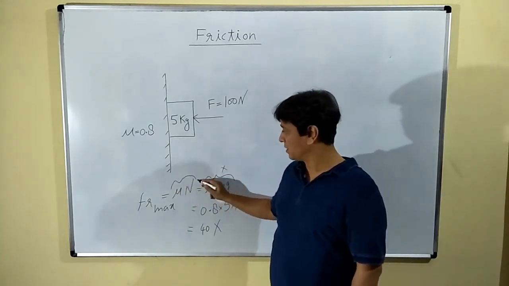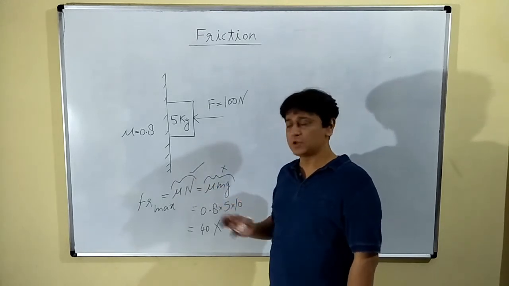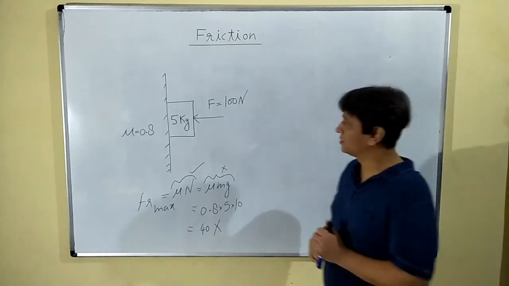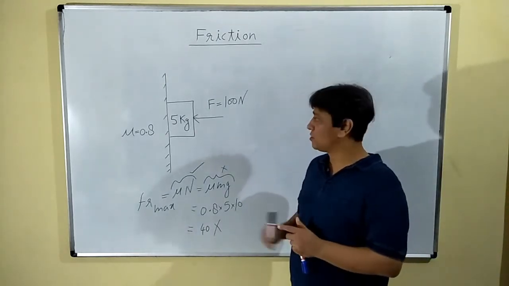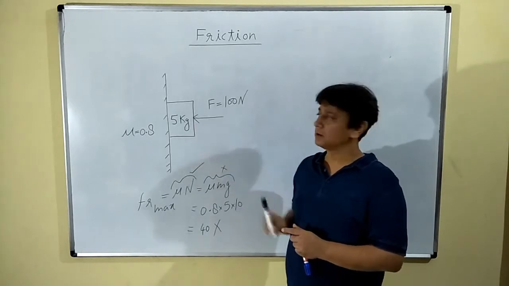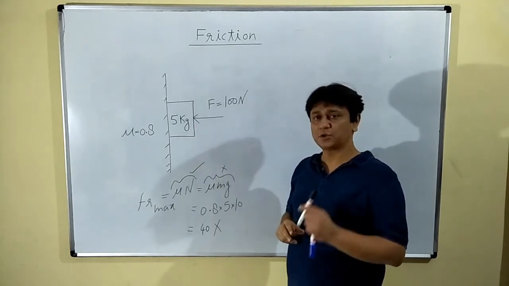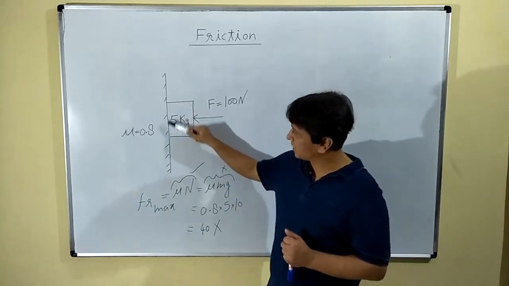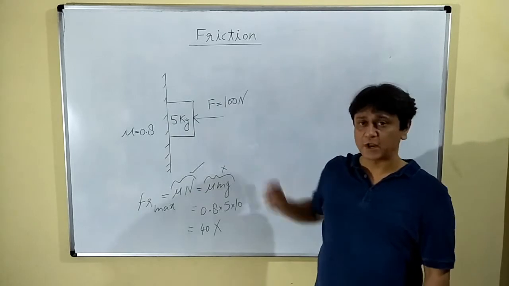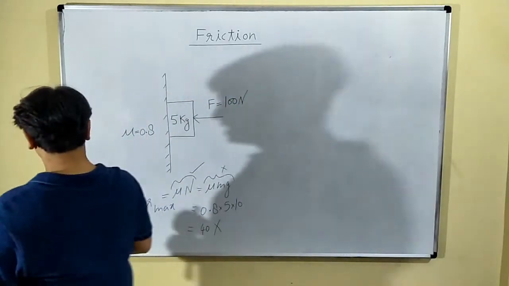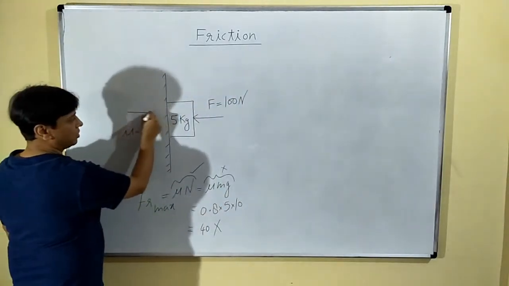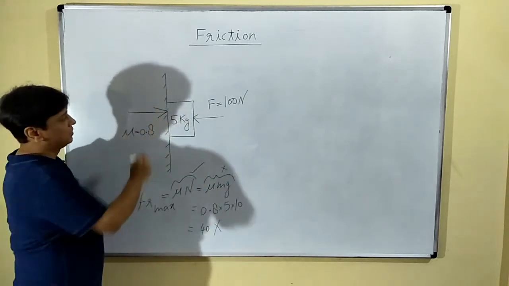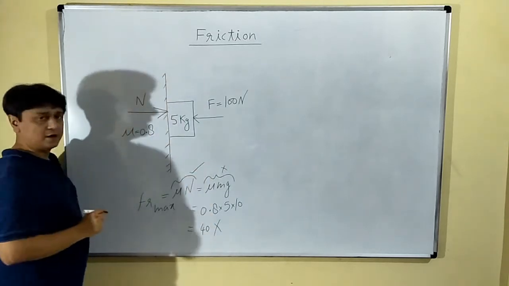Mu N, up to here everything is correct. Look at where the mistake happens. People still think the normal reaction acts here, but no. Where does the normal reaction act? At the contact surface. Where is the contact surface? This is the contact surface, and this is the contact surface. Then how do you apply the normal reaction force? Normal to the contact surface and towards the body. That's your normal reaction force N.